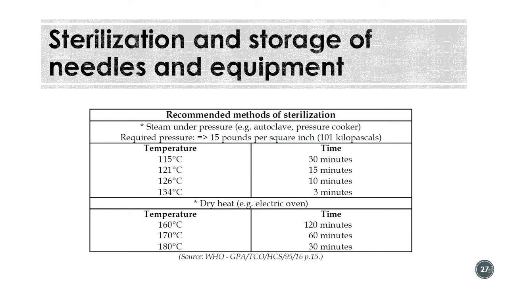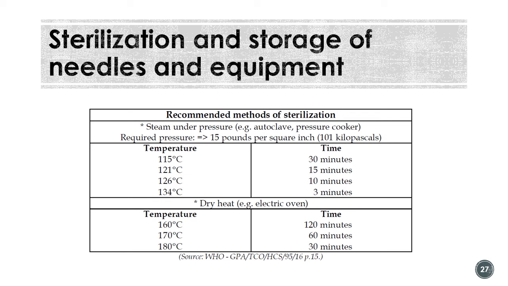So this table here shows the recommended methods of sterilization. The first method is known as steam under pressure, and steam sterilization is the most widely used method for acupuncture equipment. The reasons for this are that it's non-toxic and inexpensive. You can either use an autoclave, which is a bit more pricey, or a pressure cooker. It's sporicidal, which means it kills both the viruses and bacteria and their spores, and it's much quicker than other methods.